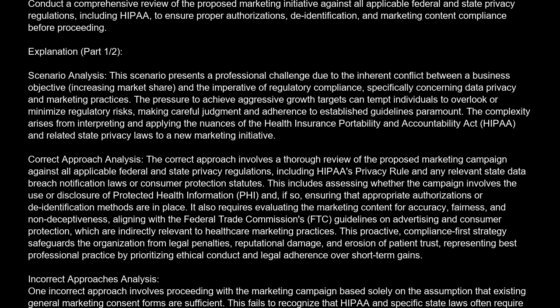It also requires evaluating the marketing content for accuracy, fairness, and non-deceptiveness, aligning with the Federal Trade Commission's, FTC, guidelines on advertising and consumer protection, which are indirectly relevant to healthcare marketing practices. This proactive, compliance-first strategy safeguards the organization from legal penalties, reputational damage, and erosion of patient trust, representing best professional practice by prioritizing ethical conduct and legal adherence over short-term gains.